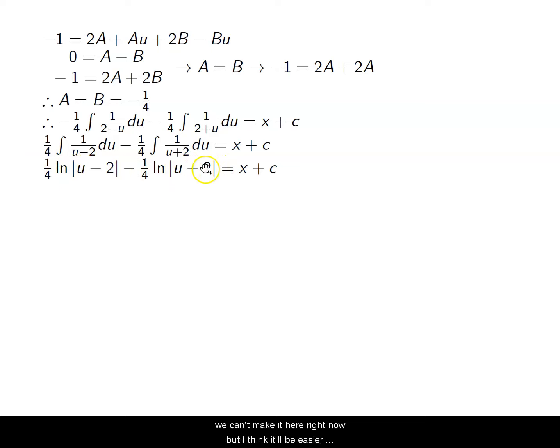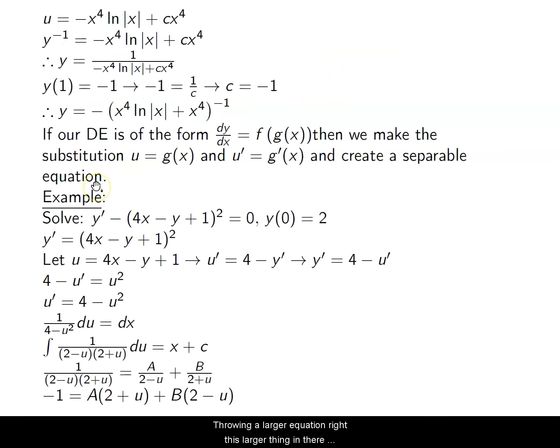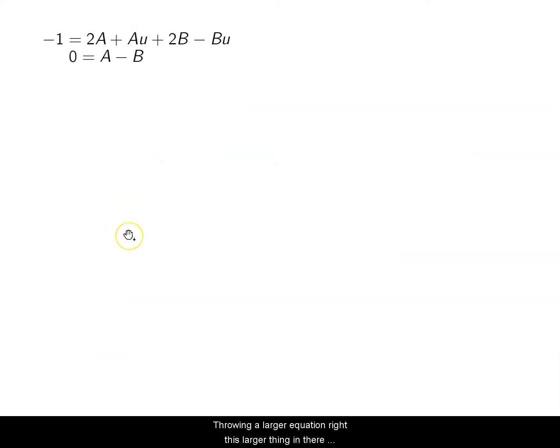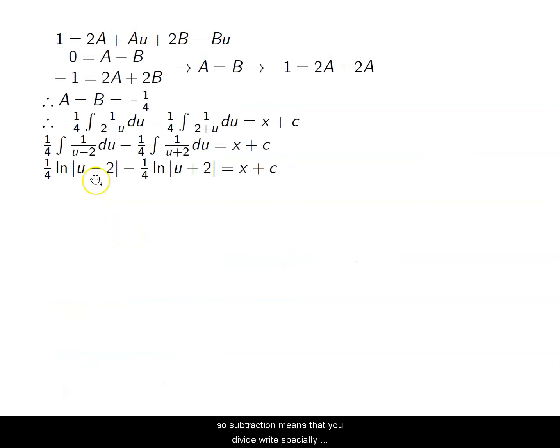We can make a sub here right now, but I think it'll be easier to work with this as is before we throw in a larger equation, right? This larger thing in there. So subtraction means that you divide, right? Especially since we have a common exponent, if you will. So I can write this as 1/4 natural log of u minus 2 over u plus 2, right?